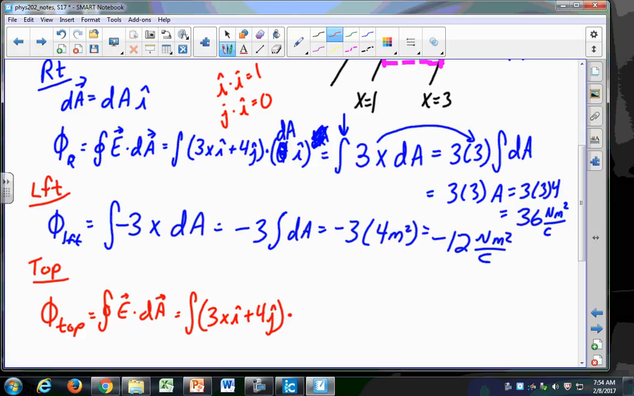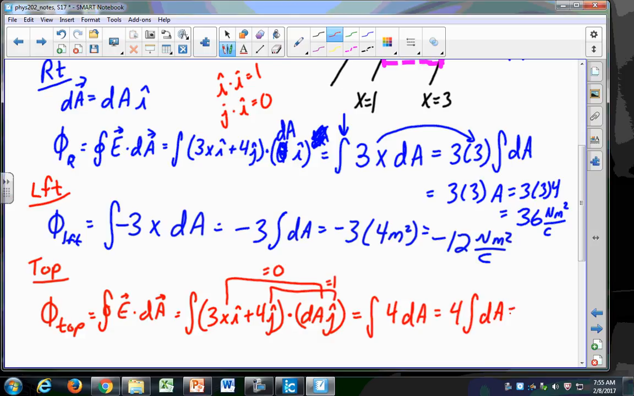Positive j direction. Very good. Because we're looking at the top face, the area vector runs perpendicular and outward, so I'm looking at an area vector that is dA in the j direction. Now when you do this dot product, which term goes away? The x term, the 3x, because this dot product equals 0 and this dot product equals 1. So it's going to be the integral of 4 dA, which is 4 times 4, or plus 16 newton meters squared per coulomb.